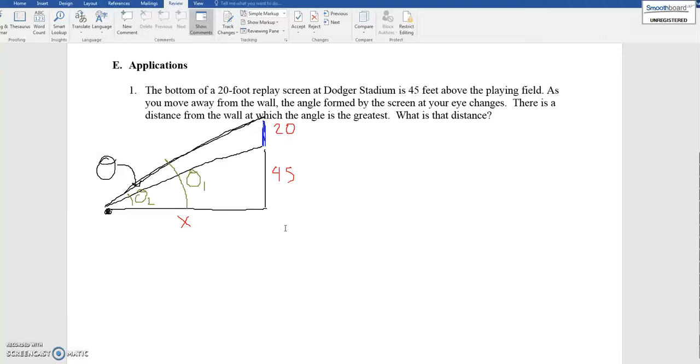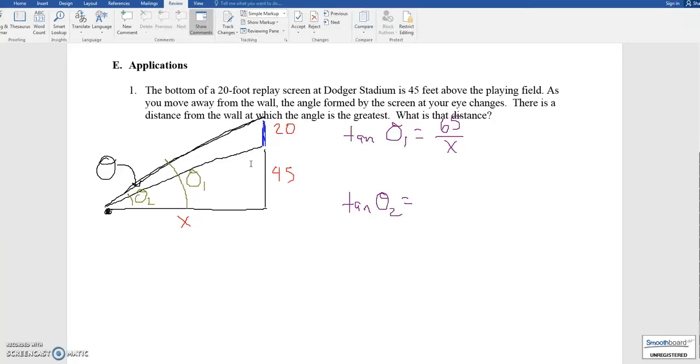So I know that tangent of theta sub 1 is going to equal opposite, which is a total of 65, over adjacent, which is x. Okay, and if I look at maybe a smaller right triangle here, that's going to be using theta sub 2. I know that tangent of theta sub 2 should be simply 45 over x.